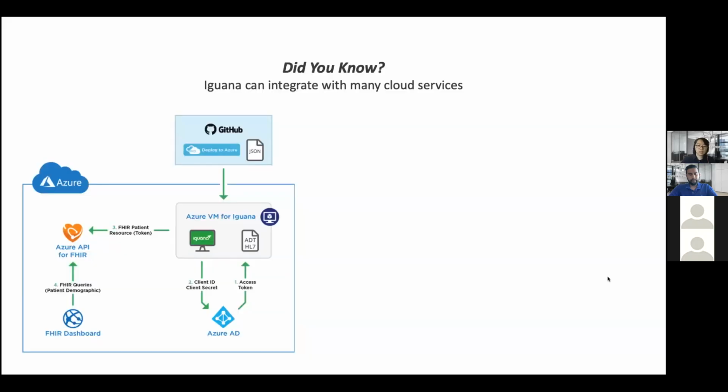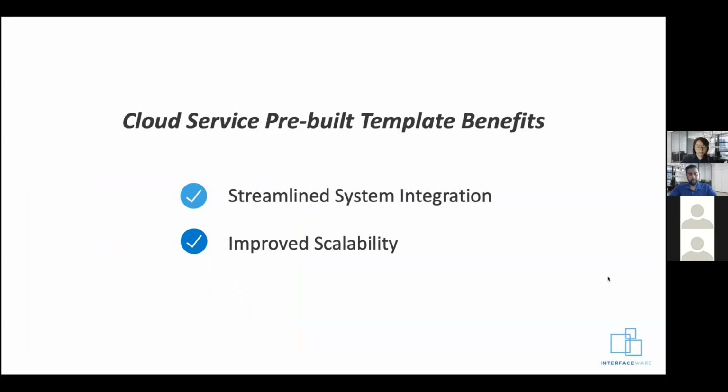And so going back to our slides, to review in terms of the cloud services, we've seen how we can easily interact with various cloud services through our pre-built API and web service-based modules or template channels, allowing for streamlined system integration. We can also easily scale deployments of Iguana via ARM or CloudFormation templates and the use of template Iguana instances in the deployment of those templates.